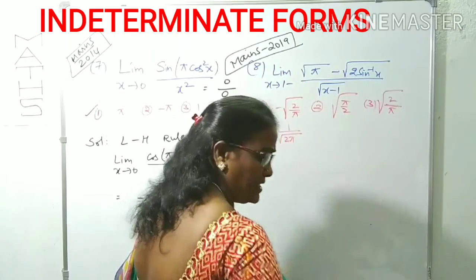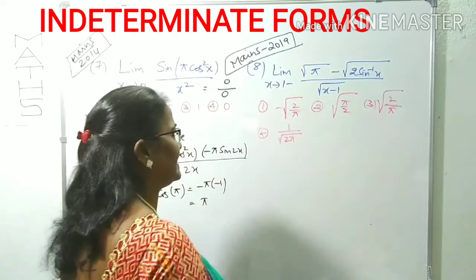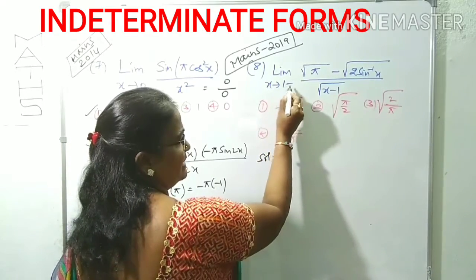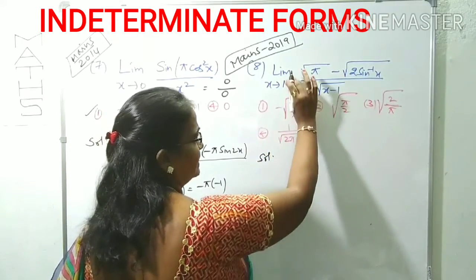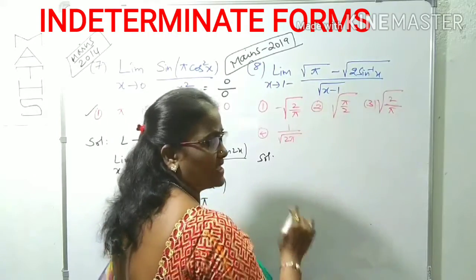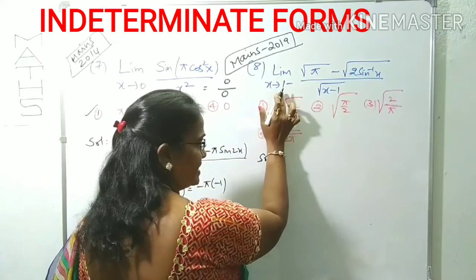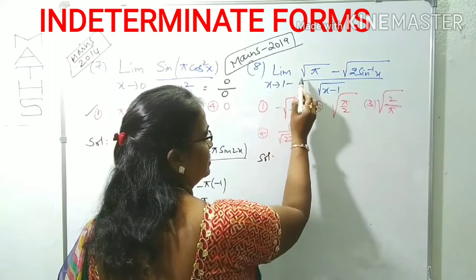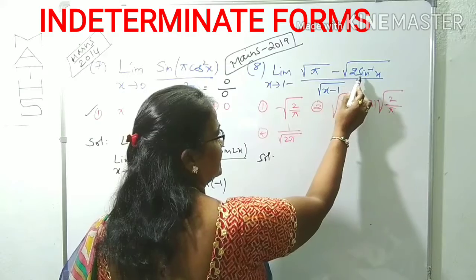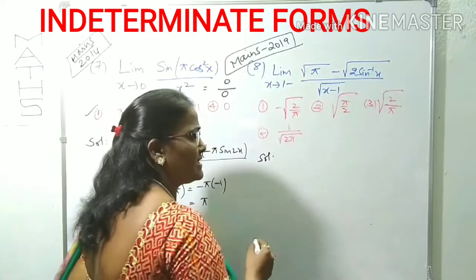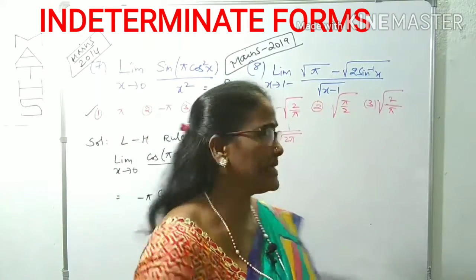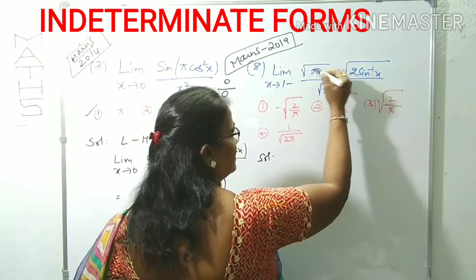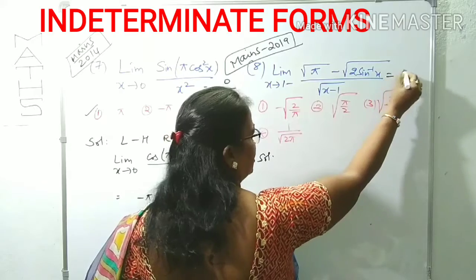Question number 8 is from 2019 mains, as I said already. Here also we can observe that x tends to 1 minus, a left handed limit, is given. No need to worry about the square root. Concentrate on the 1. Wherever x is there, take 1: root pi minus 2 into sine inverse 1. Sine inverse 1 is simply pi by 2. 2 into pi by 2, the 2s cancel, it is pi. Root pi minus root pi is 0.